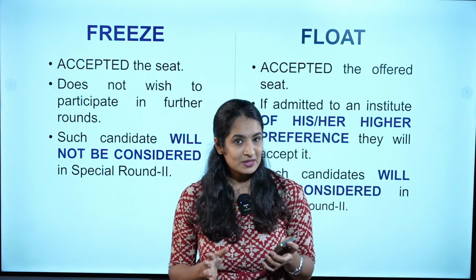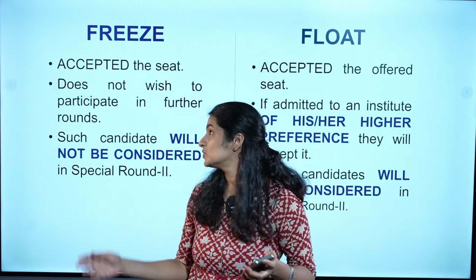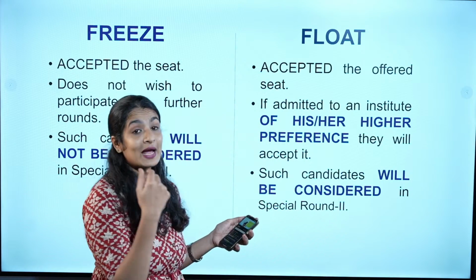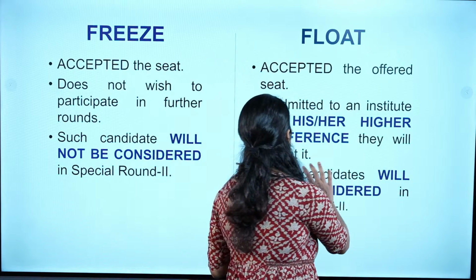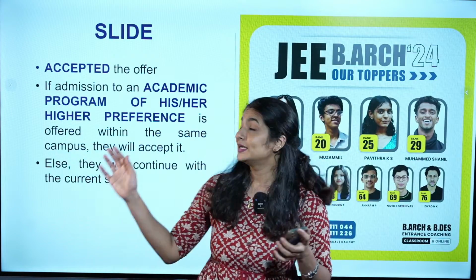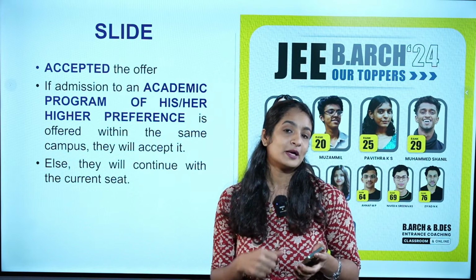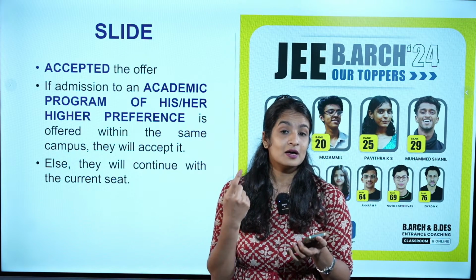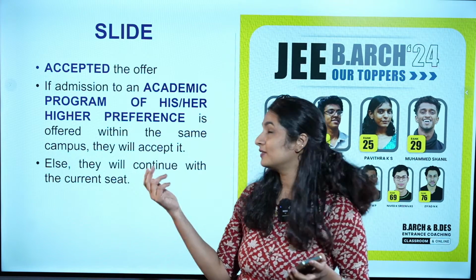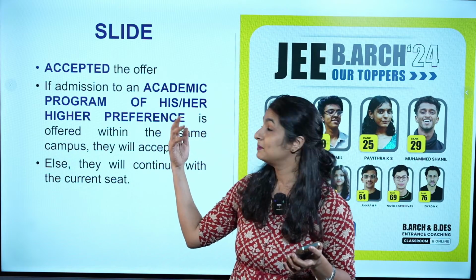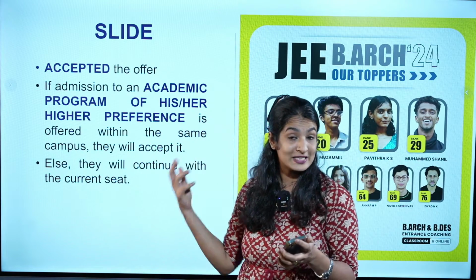Freeze is you are accepting the seat and you don't want to go into the next round of allotment. Float is you are accepting the seat but you want to try your luck in the second round of allotment as well. And thirdly, slide is that you are accepting the seat and you want this campus itself but you want a different specialization. For B.Arch guys it's not very important, because for B.Tech it's important that you can choose a different course with the slide option.